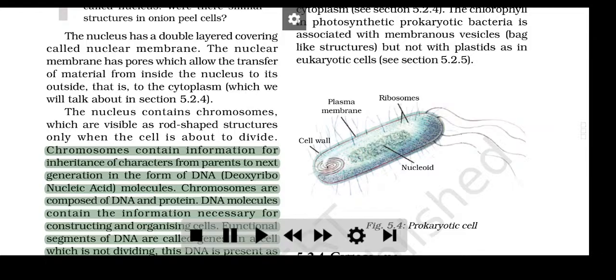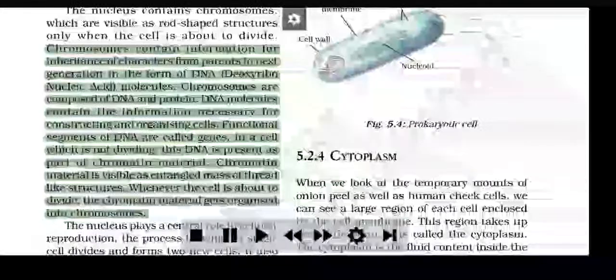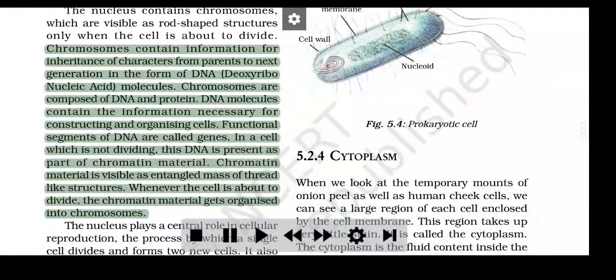Chromosomes contain information for inheritance of characters from parents to the next generation in the form of DNA (deoxyribonucleic acid) molecules. Chromosomes are composed of DNA and protein. DNA molecules contain the information necessary for constructing and organizing cells. Functional segments of DNA are called genes.